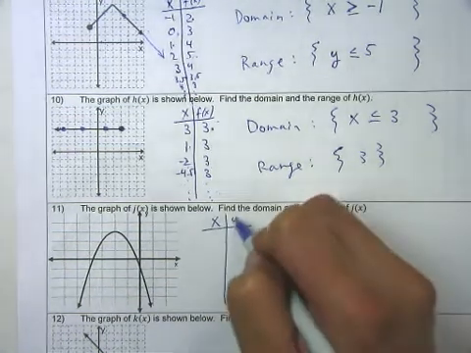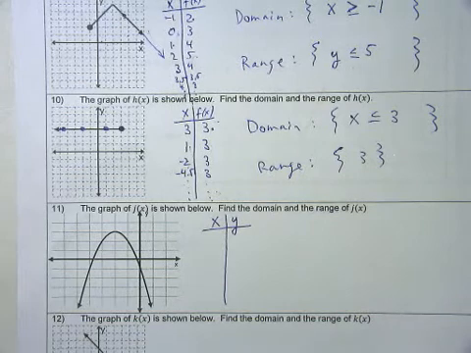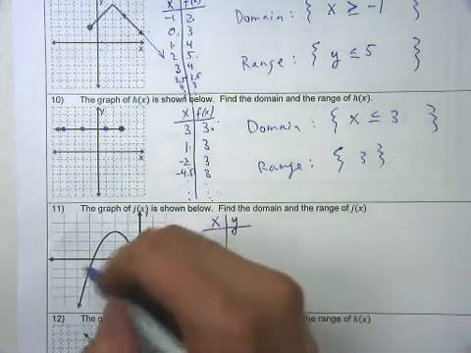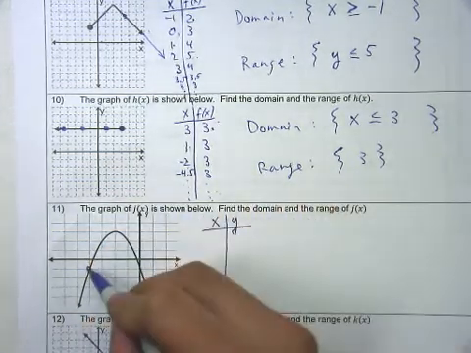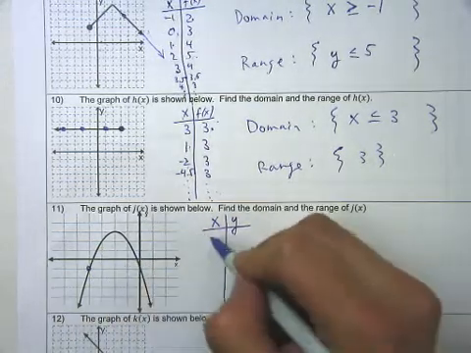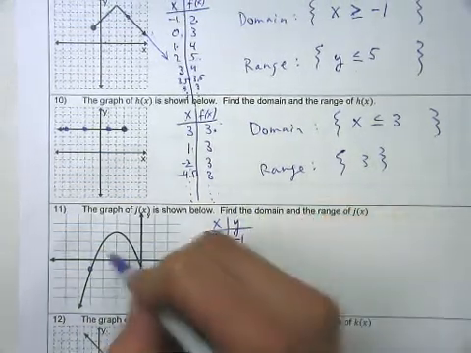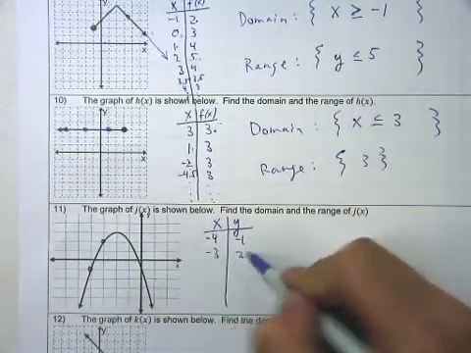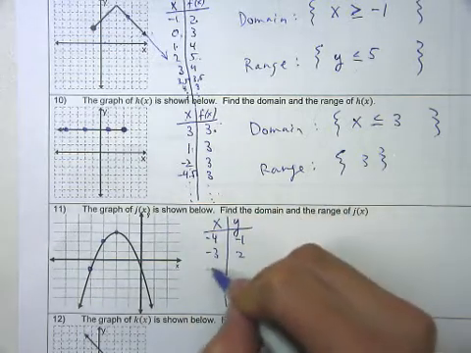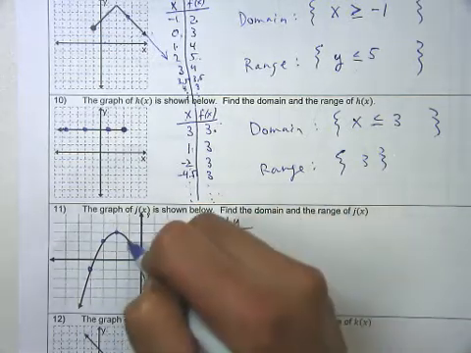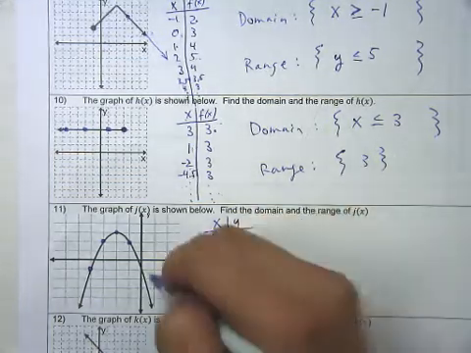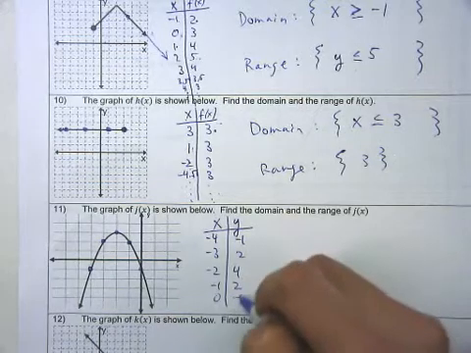Okay, here's the answer to 11. Again, we can pick some points to help us think about this. Here's this point, (-4, -1). I could use this point, that's (-3, 2). I could use this point, (-2, 4). This point here I could use (-1, 2). This point here I could use is (0, -1).